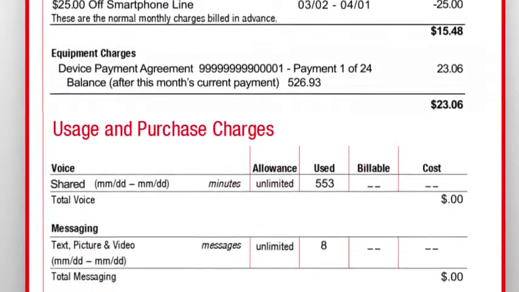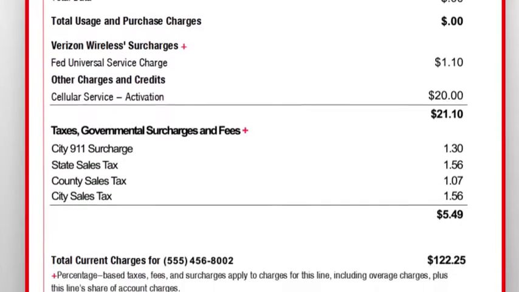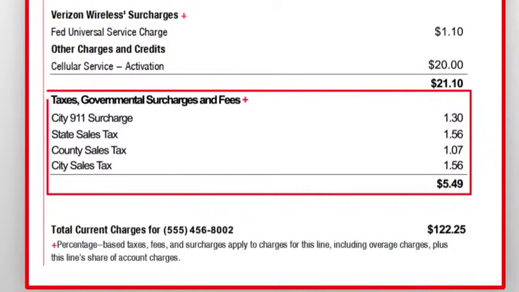In some states, the sales tax for the full retail price of your device will be billed to you monthly. You'll find this under the Usage and Purchases section, under Taxes, Governmental Surcharges, and Fees.